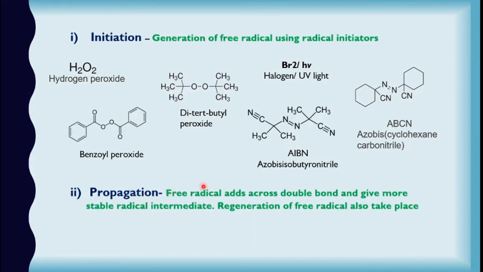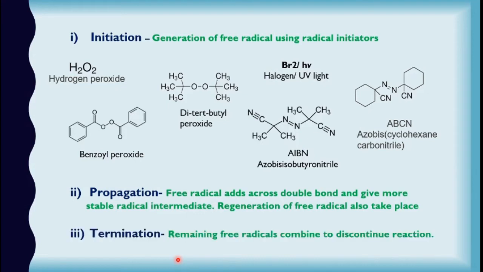The next step is propagation. Here the free radicals formed in the first step add across the unsaturated reactant resulting in product. This reaction also generates a free radical which then attacks another reactant molecule giving product and free radical, and this cycle continues as long as unsaturated reactant and reagent are present in the reaction mixture. In the end, the left out radicals may combine randomly with each other as they are highly reactive short-lived species, and this step is called termination step.